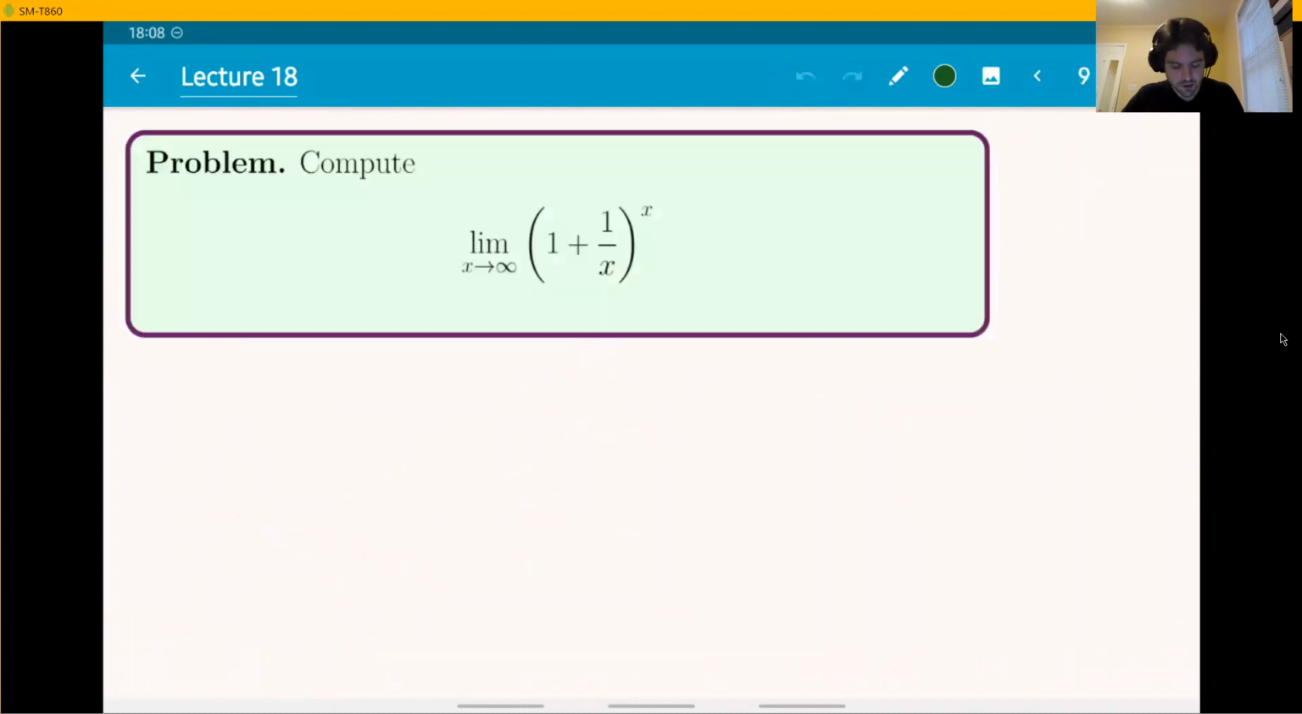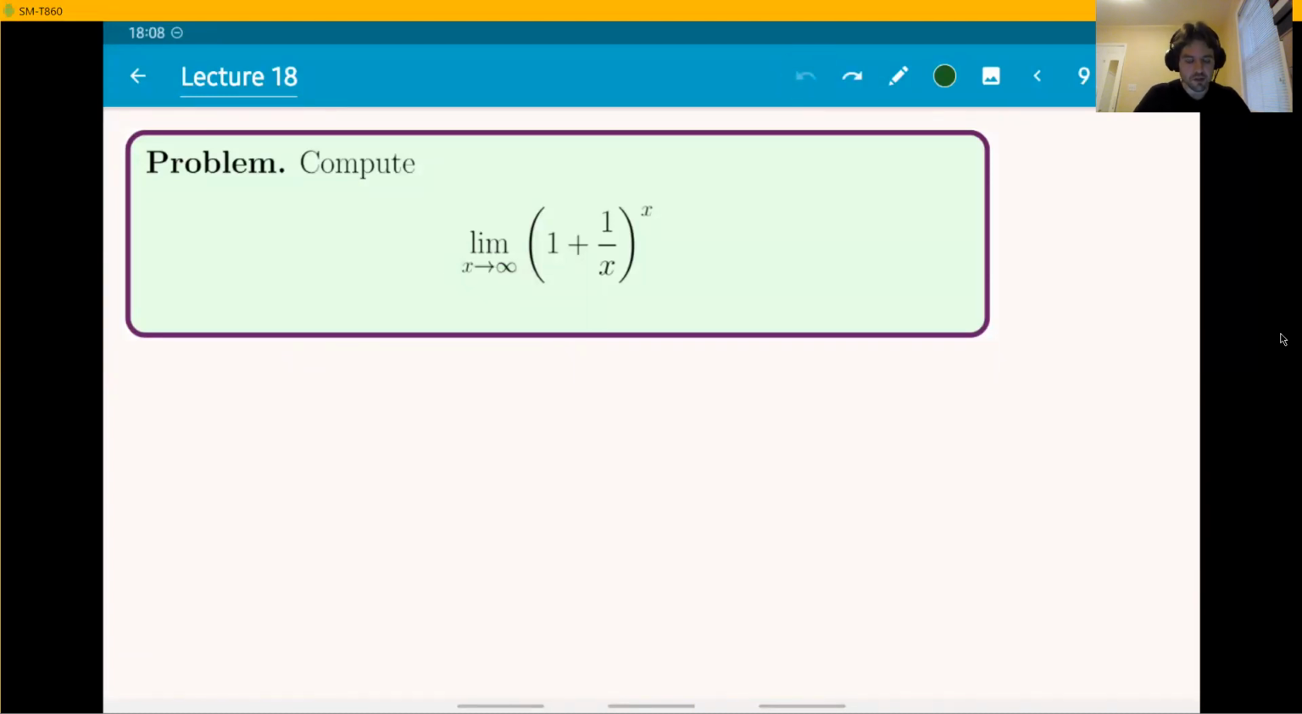And finally, we have one example here involving exponents. This is going to be a special one, by the way. It's a limit that we should remember for future reference: 1 plus 1 over x, to the x, and x is going to infinity.